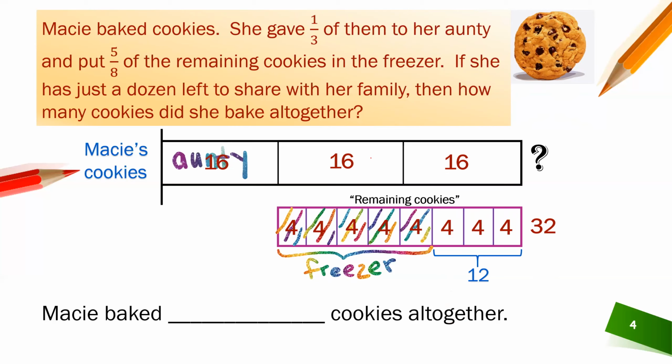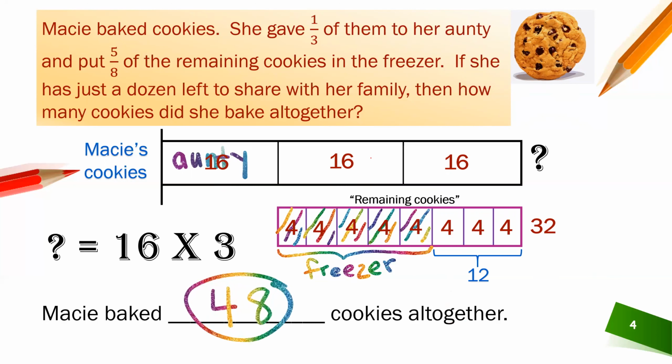Auntie also got 16. Therefore, altogether, the question mark is 16 times 3, which is 48 cookies altogether. So she baked 48 cookies. Nice. All right, one more.